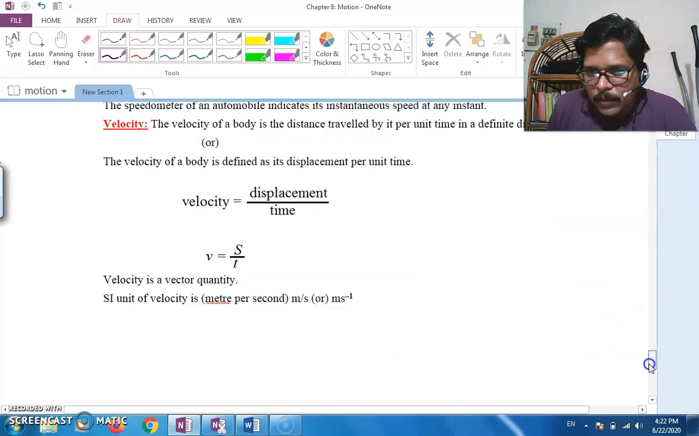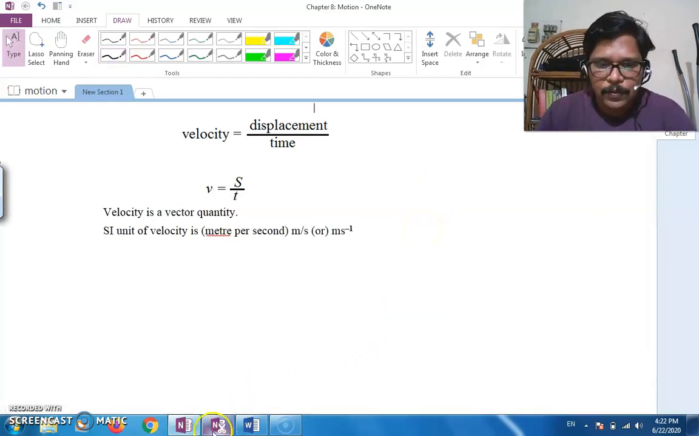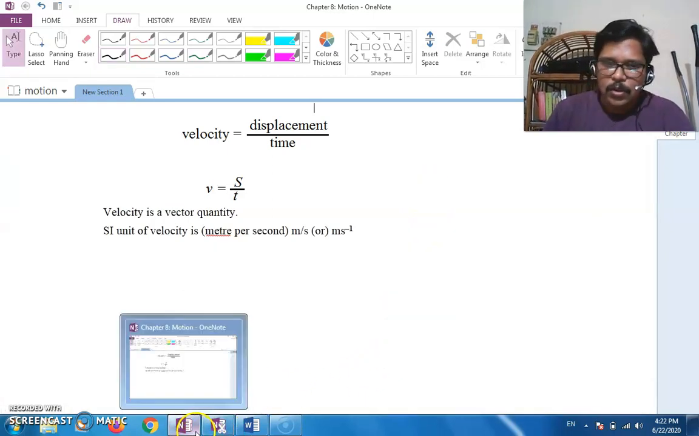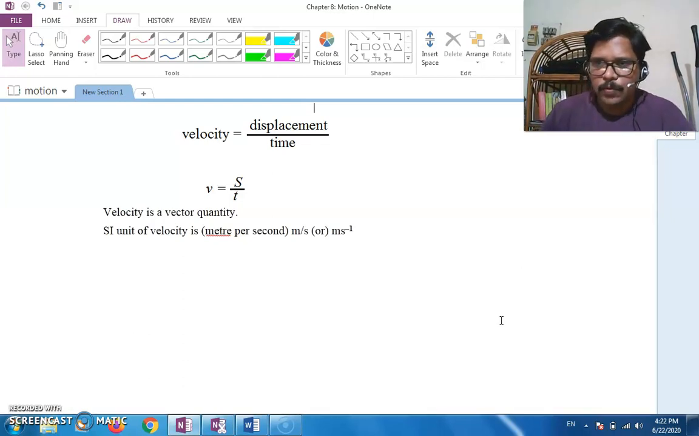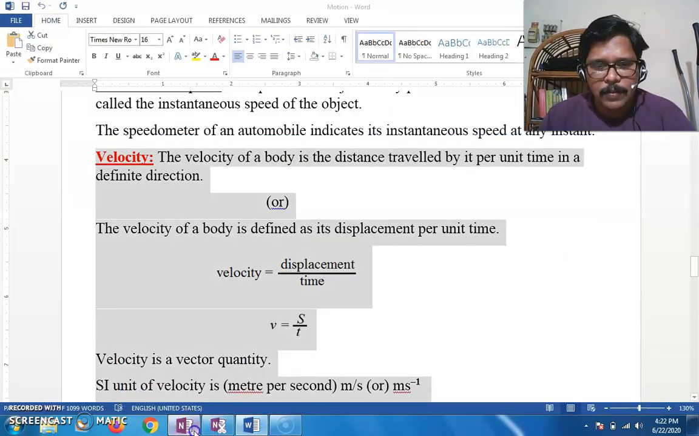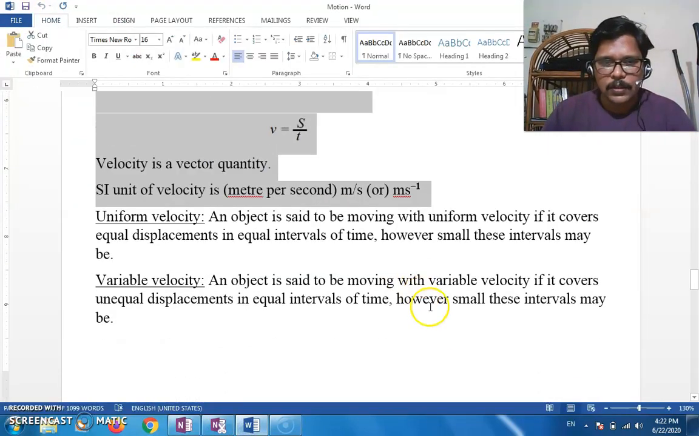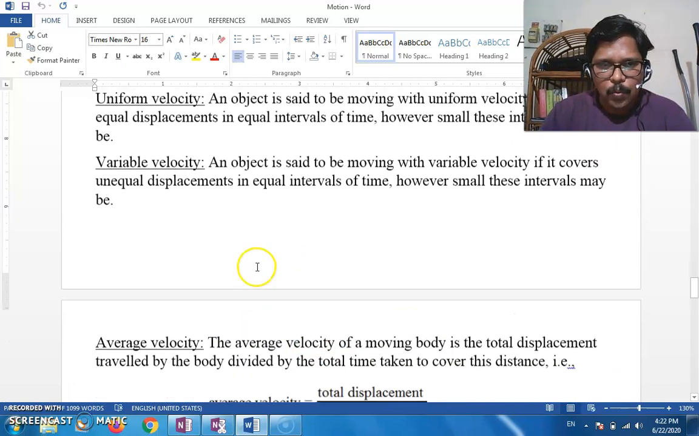Velocity is a vector quantity and the SI unit is the same as that of speed, meter per second or m s to the power minus 1. We have types of velocity. Uniform velocity is equal displacements in equal intervals of time. Non-uniform velocity is unequal displacements in equal intervals of time. We can also call non-uniform velocity variable velocity.